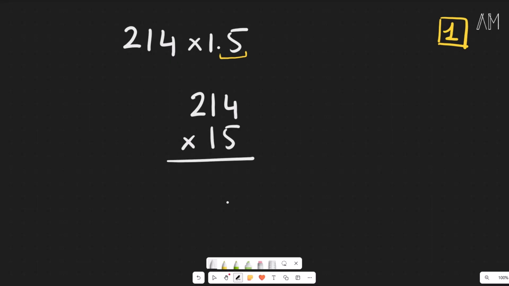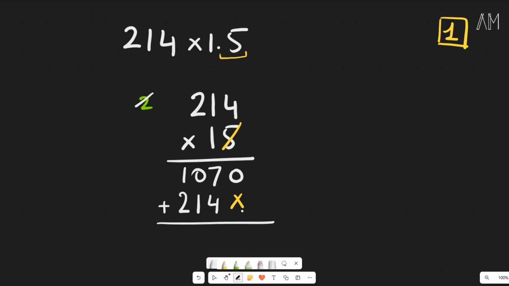So let's get started. 5 times 4, that's 20. 2 up and 0 down, there we go. 5 times 1, that's 5, plus 2, that's 7, and 5 times 2 is 10. Very good. We're done from the 5. Very good, and we save its place. Moving on, 1 times 4 is 4, 1 times 1 is 1, 1 times 2 is 2. Very good, we're done, and we can start with the addition.